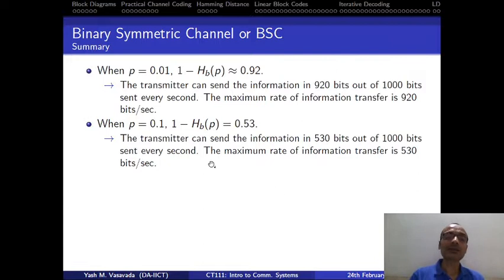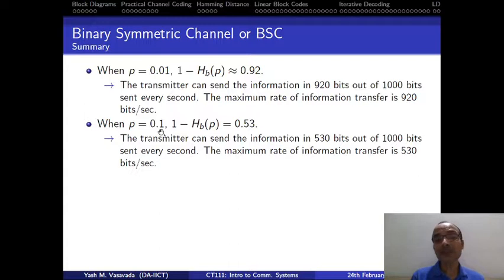And so when P is 1%, the rate 1 minus HB of P becomes about 0.92, which means that out of 1000 bits we can send, our information transfer rate can at the most be 920 bits per second. Our earlier answer of 990 bits per second was wrong. Actually, it is worse than that. It is 920 bits per second.